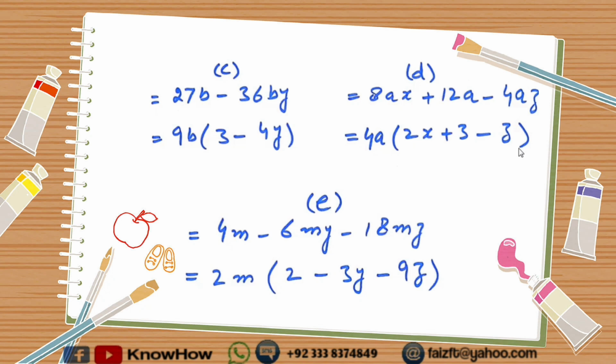And in the E part, we have 4m minus 6my minus 18mz. Here the common number is 2, and then m. So 2m is the common factor, and then divide 4m by 2m, we get 2, then minus, and 6my divided by 2m, the answer is 3y, and minus 18mz divided by 2m, the answer is 9z.